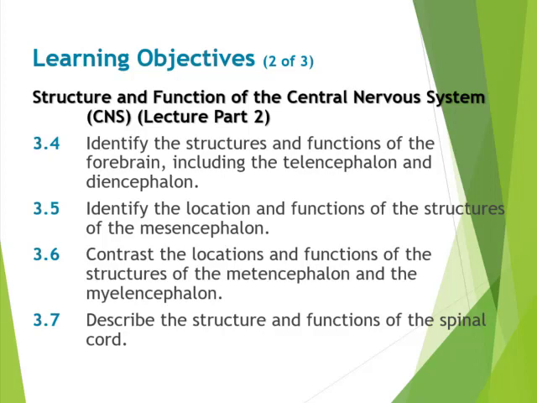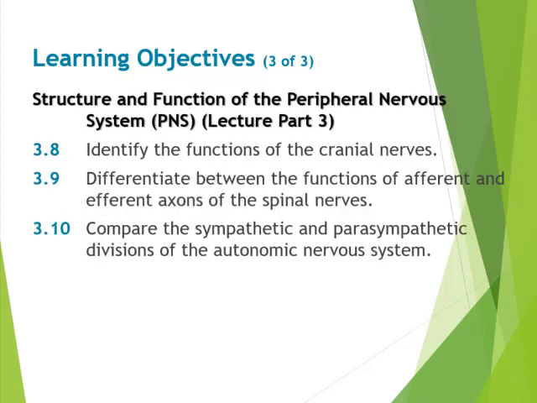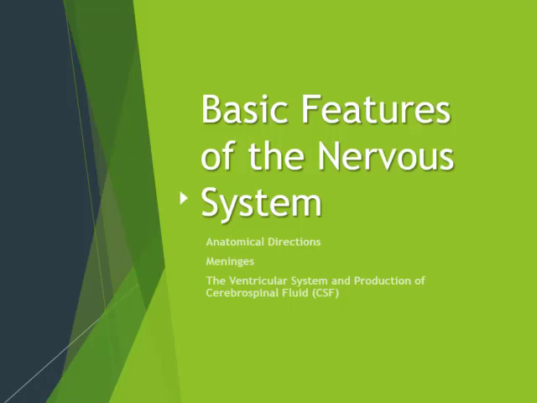In part 2, which will be a separate video, we're going to handle these 4 learning objectives related to the structure and function of the central nervous system. In part 3 of this lecture, we're going to address these learning objectives related to the structure and function of the peripheral nervous system. So stay tuned for these other 2 lectures, but today, as I mentioned, we're going to focus on the basic features of the nervous system.